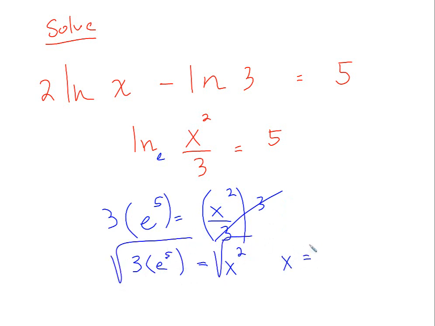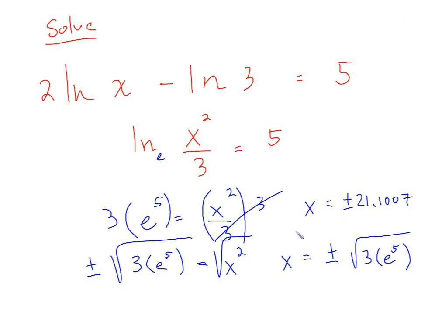So x is going to equal plus or minus, right? We need the plus or minus right here. The square root of 3 times e to the 5th power. And now you would calculate this with a calculator, so that's going to give you roughly plus or minus 21.1007. So we have two solutions here, positive 21.1007 and negative 21.1007.